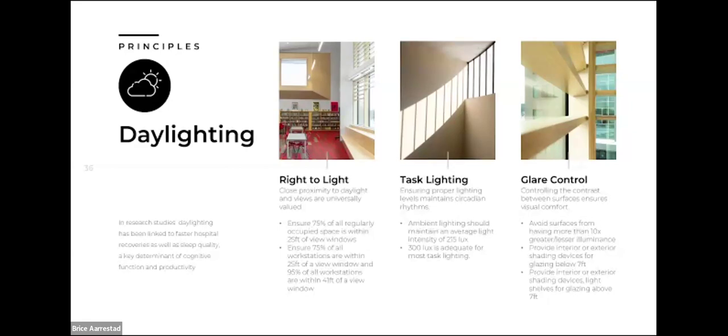You can do that by providing interior or exterior shading devices for glazing below 7 feet, so blinds, roller shades, drapes. Similar at the transom level if you're having glazing at the transom. So you're providing interior or exterior shading devices or light shelves. The image there is showing an interior light shelf that helps redirect light within a space.